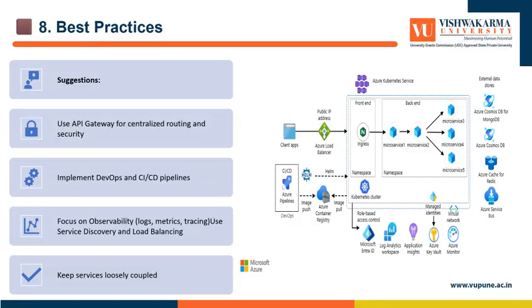Best practices: use an API gateway for centralized routing and security. Implement DevOps and CI/CD pipelines. Focus on observability: logs, metrics, tracing. Use service discovery and load balancing. Keep services loosely coupled. Success with microservices depends on following best practices. Observability, automation, and careful design are crucial to avoid turning a flexible architecture into a distributed mess.